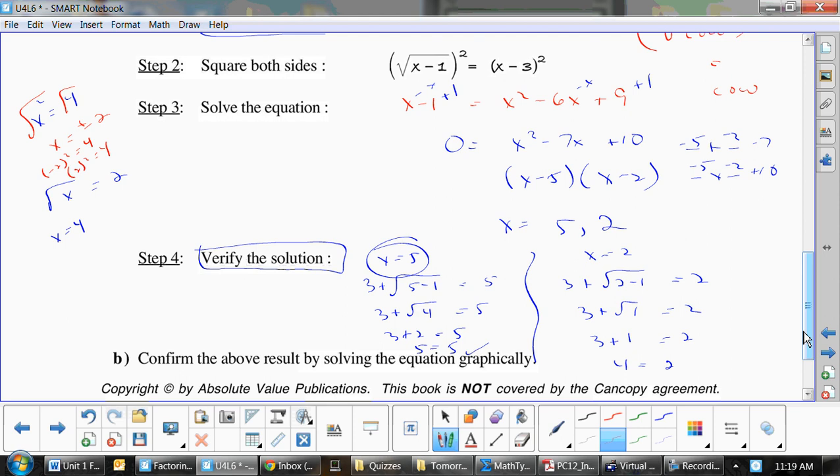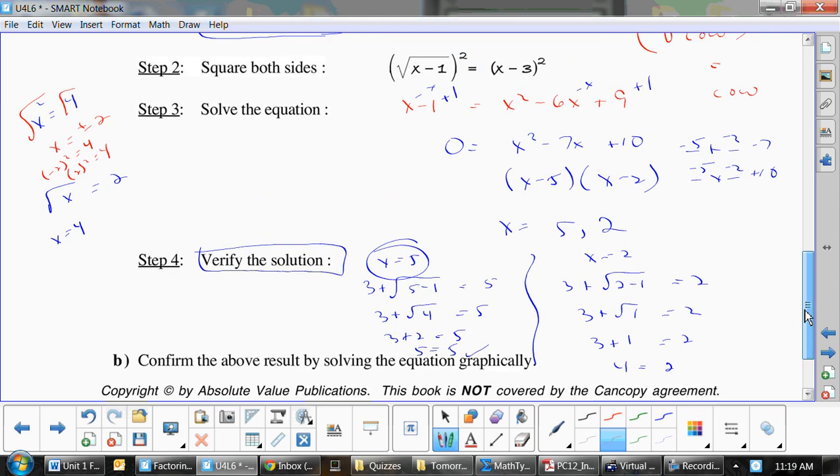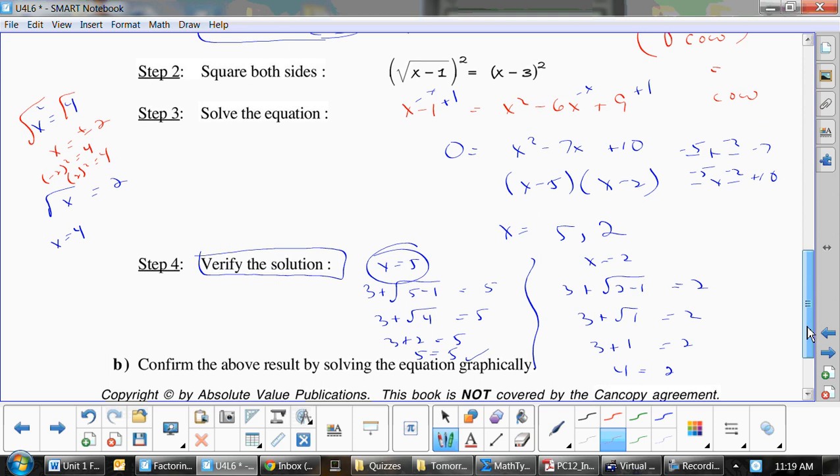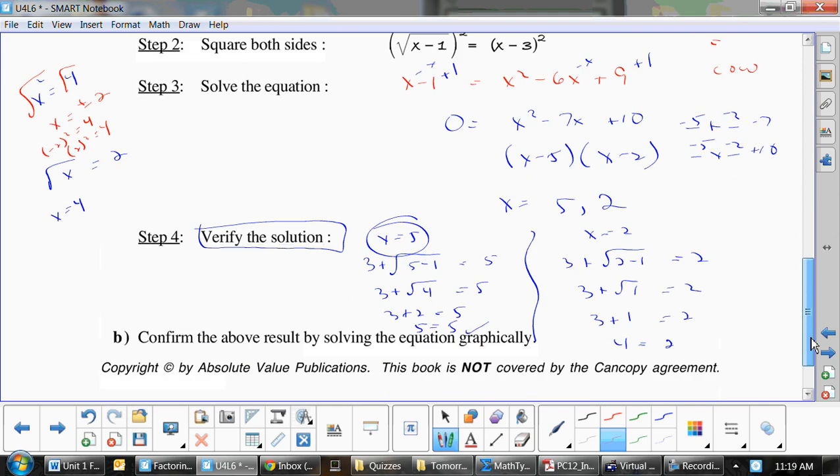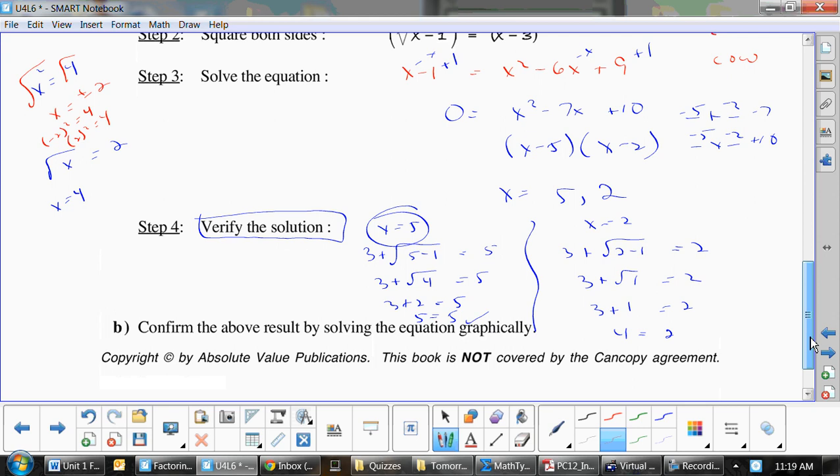Okay? So, and if you did the restrictions, actually, well, this one wouldn't work out even for the restrictions, but you'll see that this is not a solution. So we're going to say no. So your real answer is x equals 5.